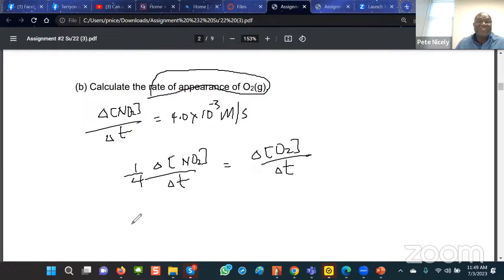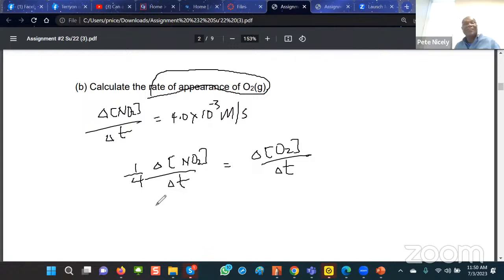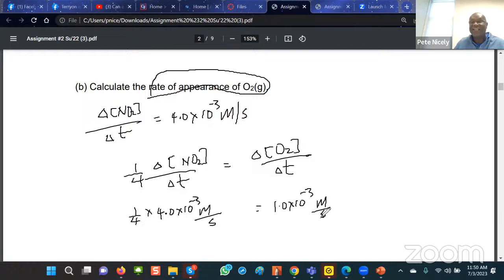All right, so what would be the next step? Now that we have established that relationship, what's the next step? Plug in the 4.0. Okay, so we're going to have 1 over 4 here times 4.0 times 10 to the minus 3 M over S. And that's it. The answer becomes 1.0 times 10 to the minus 3 M over S. And that's basically how that is done. All right. Very good. So far, so good as far as this chapter is concerned.